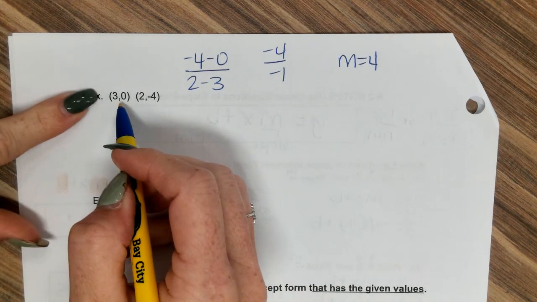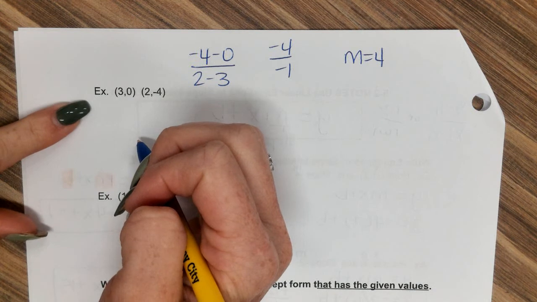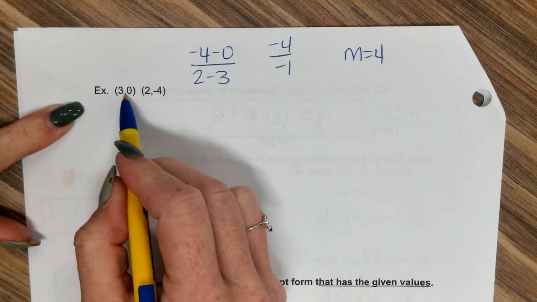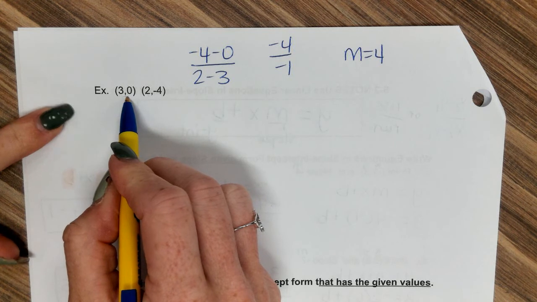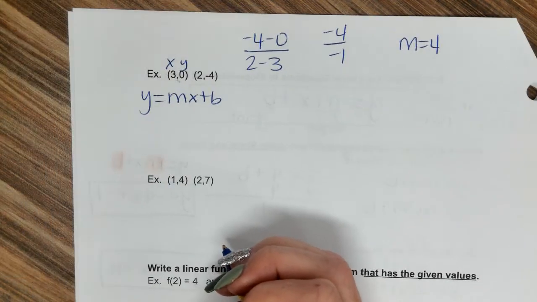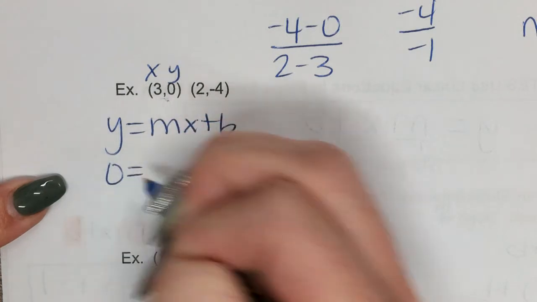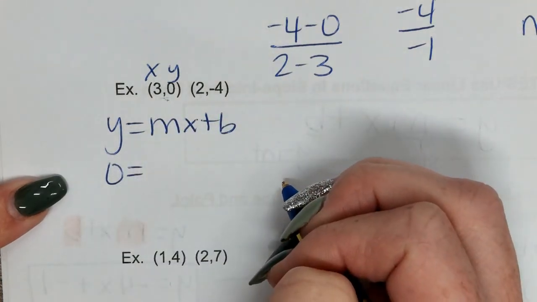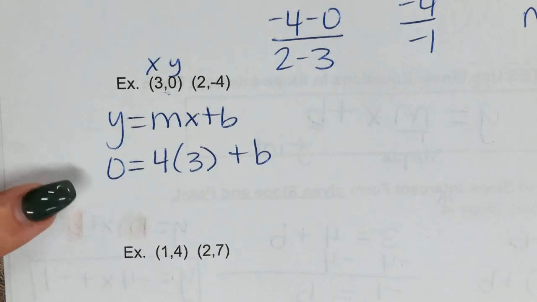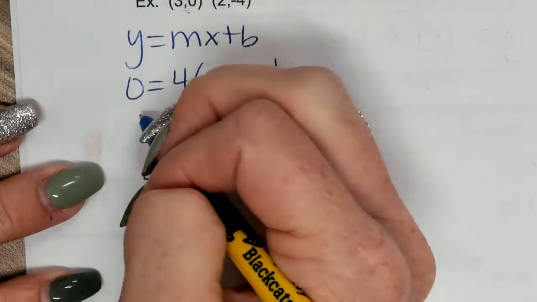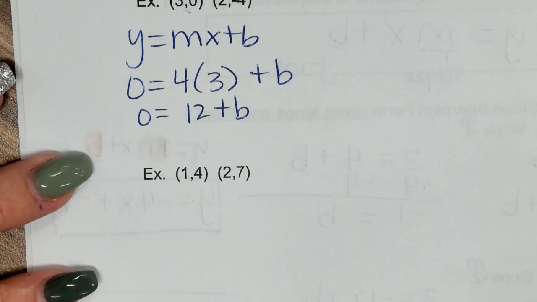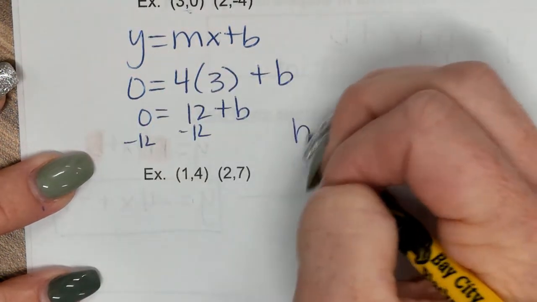All right, Leslie, set it up for me. The equation with this point in it. So in y equals mx plus b, I want you to plug in the x, the y, and the m. 0 equals 4 times 3. Perfect. 0 equals 4 times 3 plus b. So 0 equals 12 plus b. How am I going to get b by itself? Subtract 12, and I get b equals negative 12.